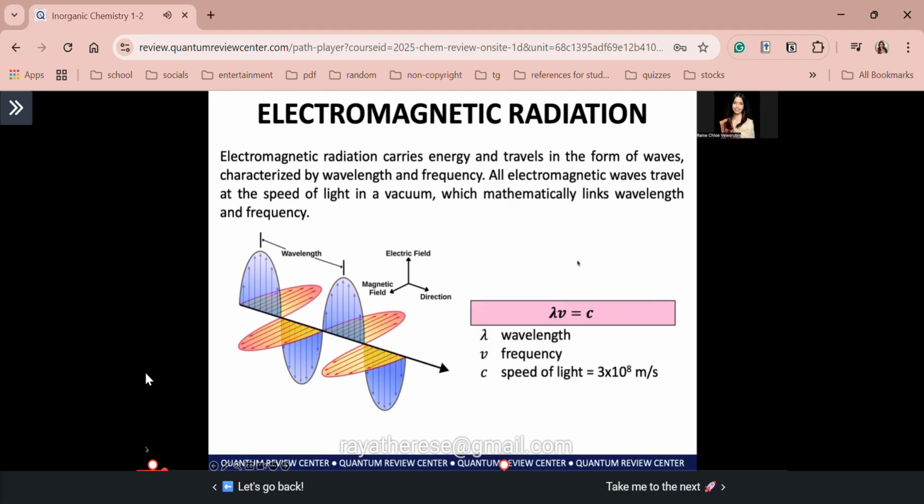Now, based on this equation, the wavelength multiplied by the frequency is just equal to the speed of light, which is equal to 3 times 10 to the power of 8 meters per second. So this relates frequency and the wavelength to the speed of light.